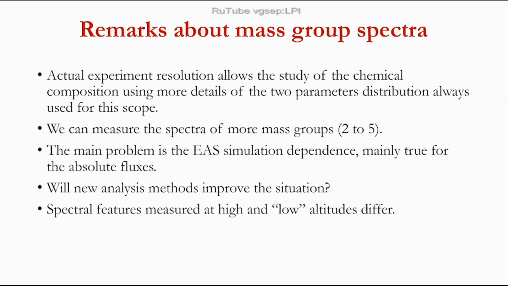Concluding this discussion of the mass group spectra, we can say that the actual experimental resolution allows us to study the chemical composition using more details of the two-parameter distribution that we have always used for this scope. I mean, we are not limited to using the mean value of the muon or electron number, but we can use the complete distribution, the mean value, the width, the shape of this distribution. We can analyze in much more detail the data we obtain. We are able to separate 2 mass groups using an event-by-event technique, and up to 5 using a statistical approach.